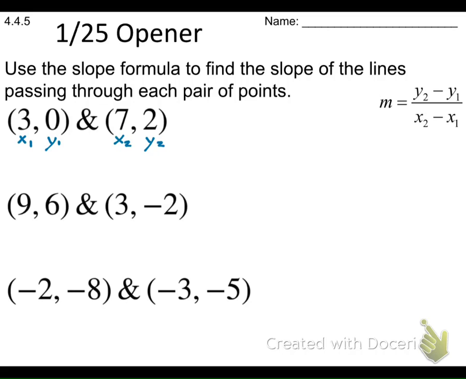Thank you. And then we're going to look at this equation up here, and we're going to plug these numbers into the equation. So m means slope. I'm going to write m equals, and then my fraction bar, and the minus signs on the top and the bottom.